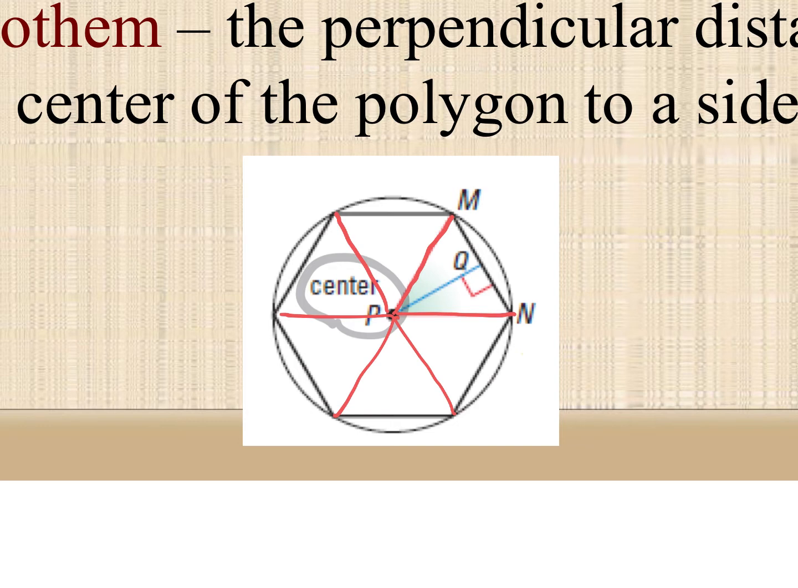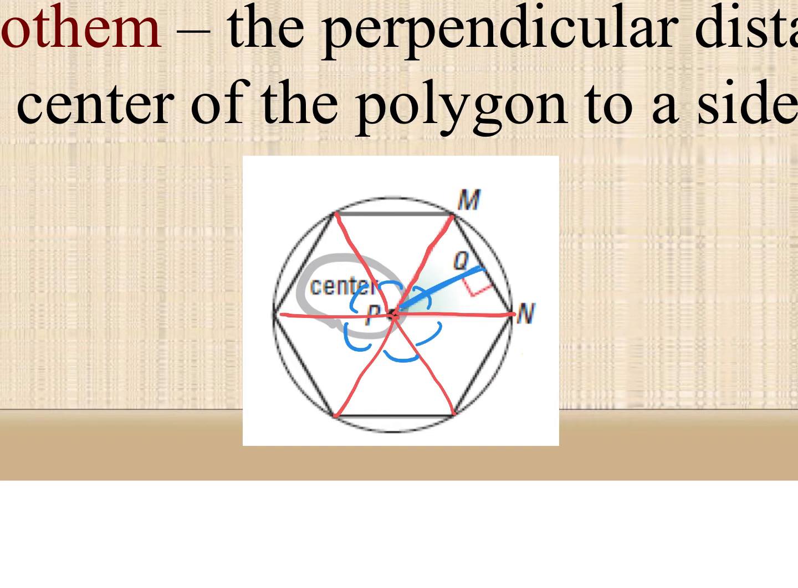If you notice, I've just now drawn in 6 central angles here because this is a 6-sided figure. And then the next thing is called the apothem, and the apothem is the blue line that's in here, and it's the perpendicular distance from the center to the side of the polygon. It does not go all the way to the circle. The radius is always going to be longer than the apothem.